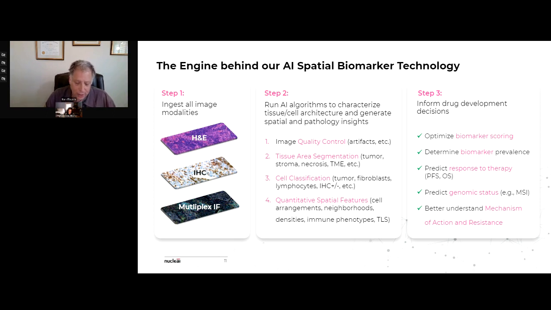And of course, the last step is the analysis of data to inform drug development decisions, such as optimizing biomarker scoring, determining biomarker prevalence, predicting response to therapy, predicting genomic status, and better understanding the mechanisms of action and resistance to a drug.